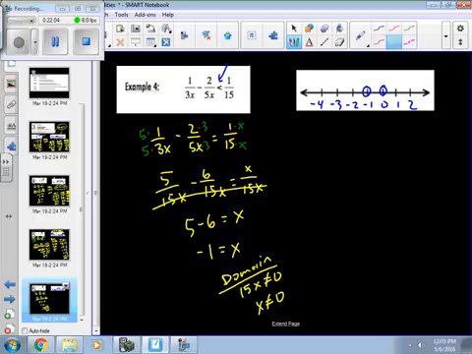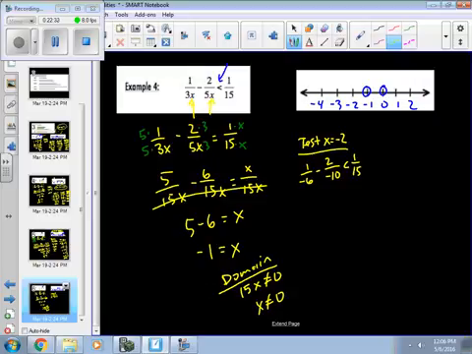All right, let's see what you got. On this one, test a point less than negative 1. Let's test negative 2. So if we test x equals negative 2, let's see what we get. Everywhere there's an x here, we want to plug in negative 2. So 3 times negative 2 would be negative 6. 5 times negative 2 would be negative 10. Is that less than 1 over 15?